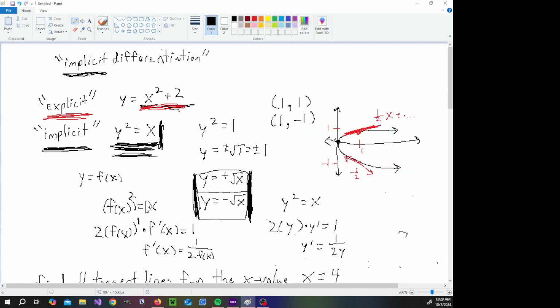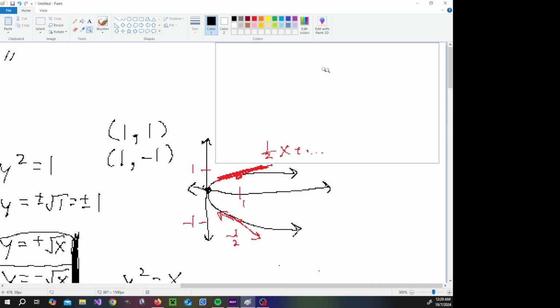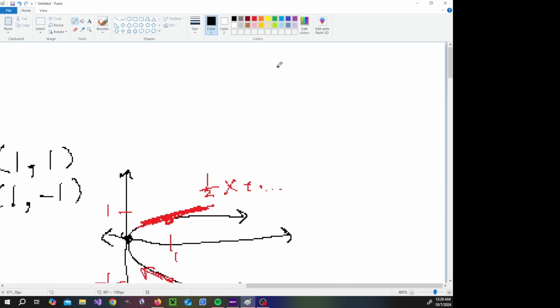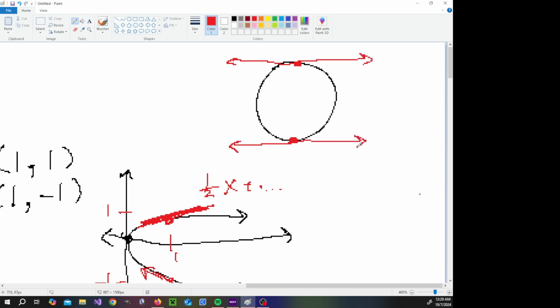And it turns out, if we look at the graph or consider a circle, right? Well, where is the tangent line horizontal? Well, it should be at the top and at the bottom, right? Well, where is the tangent line vertical? That should be on this end and at this end.